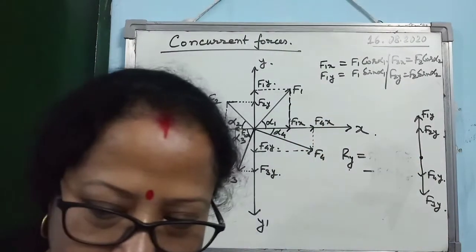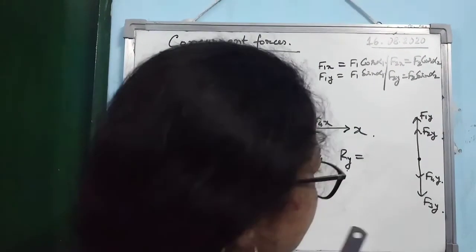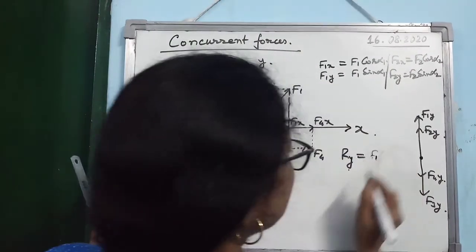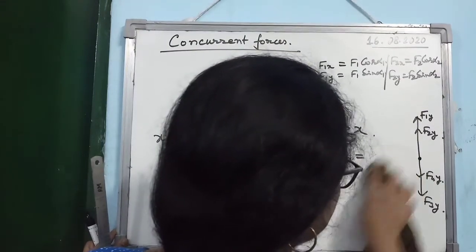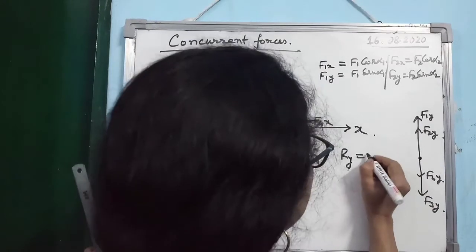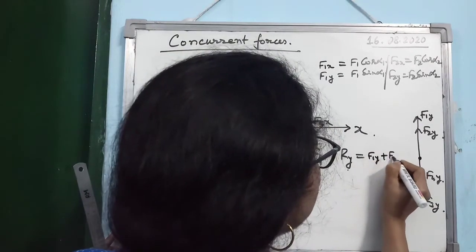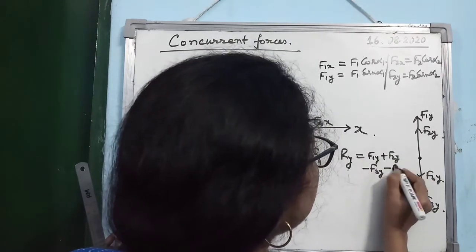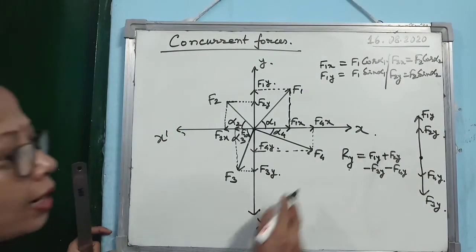Means with proper subscript, girls, you have to write. That is the mistake I have done. It will be F1y plus F2y minus F3y minus F4y. Why the subscript? Okay, so this is Ry.